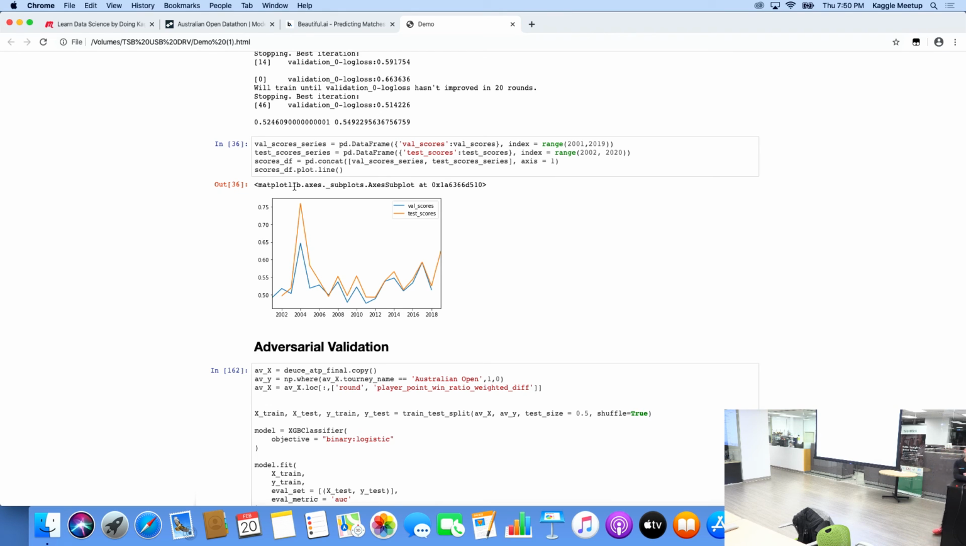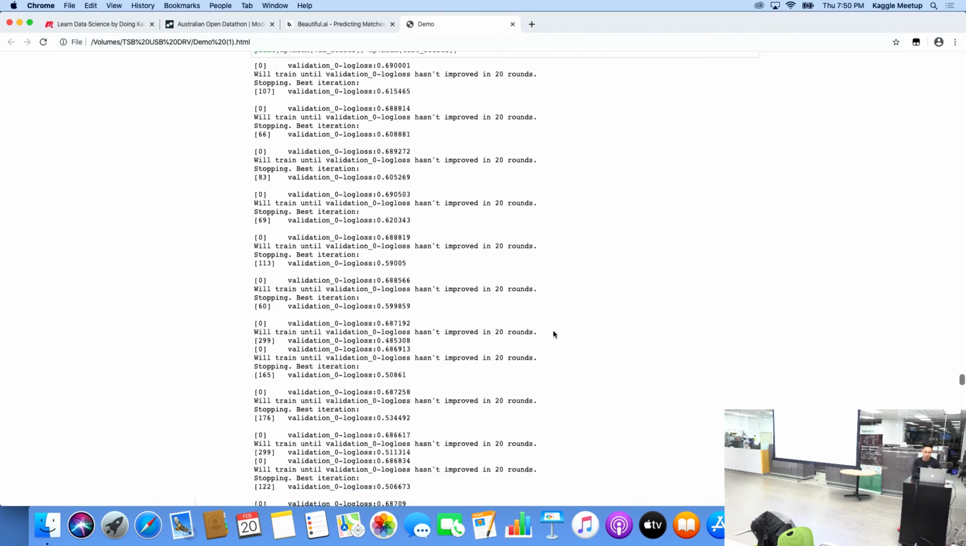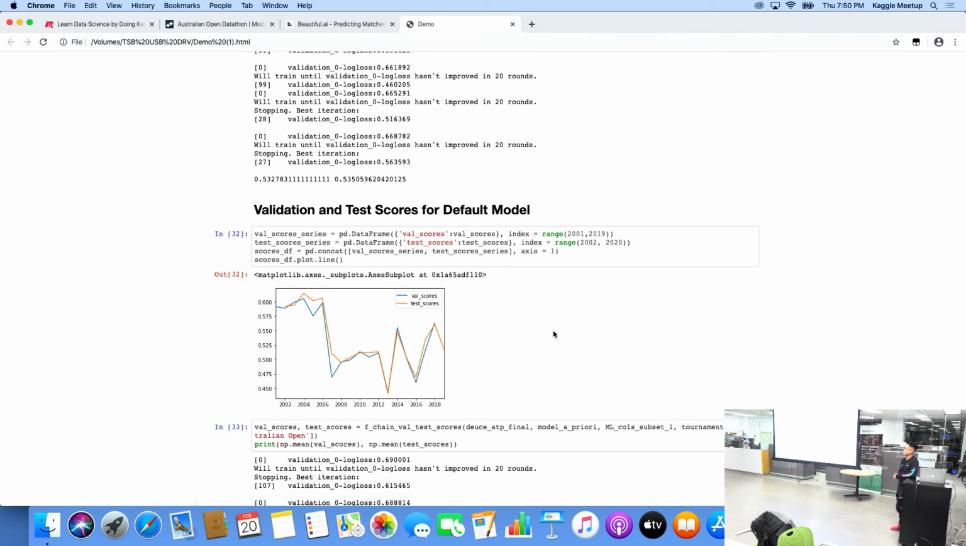Yeah, it's not so much the increase of the test scores which is the problem. It's the disparity between the validation and the test scores. Right, and I'm saying your two lines are further apart in the earlier years, and they're much closer together in the later years. So you're getting much more accurate.